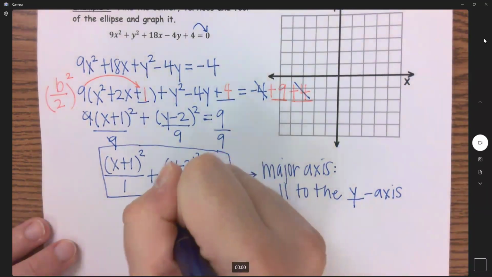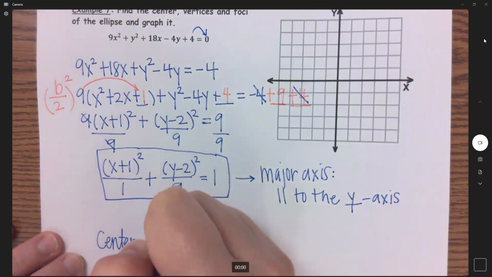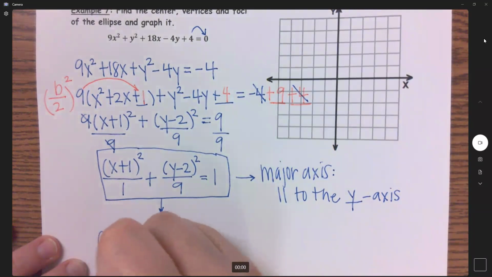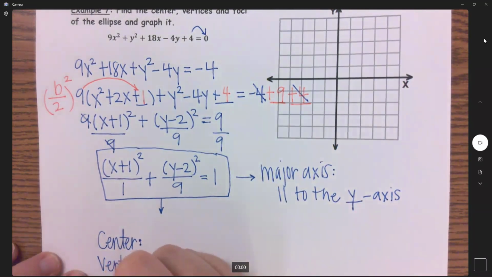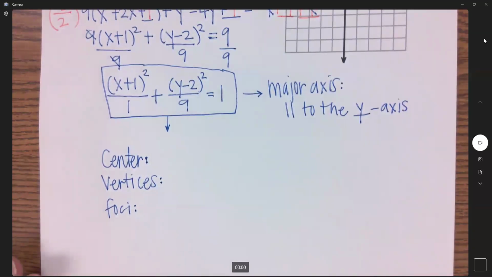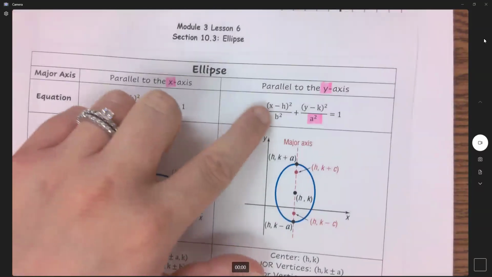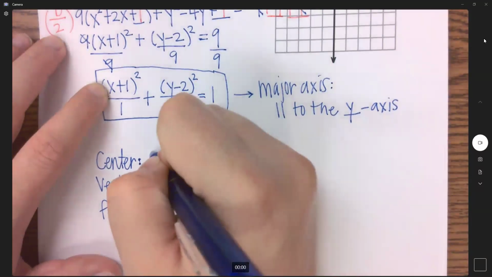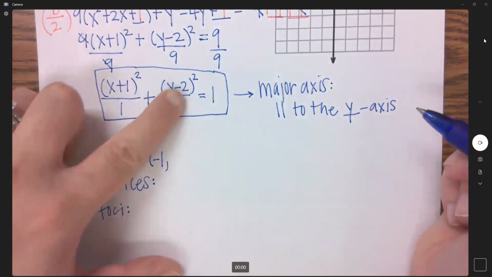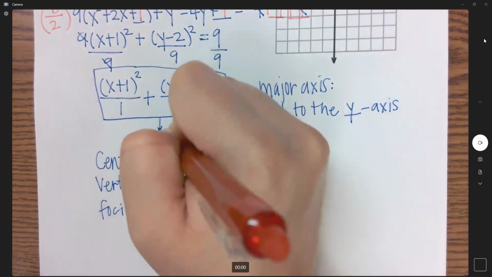Okay. So now from here, we can actually start answering what we need. We need the center. We need our vertices, which are our major vertices, and our foci. Okay, well, center is given to me. The center is your H, K, and your H, K is what's in parentheses. Remember, always inside opposite, right? So +1 is a -1. -2 is a +2. So this is my H, this is my K.